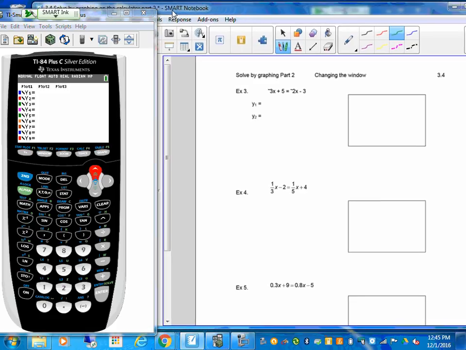All right. So we're going to go through this one step at a time, and hopefully I'll be able to write so that you can read it. Okay? Step number 1, your Y1 is the left side of the equation. Your Y2 is the right side of the equation. You're going to type them into your calculator.